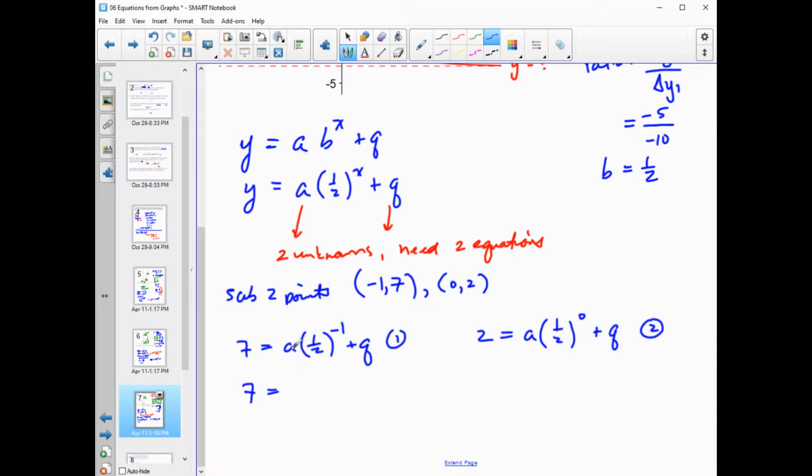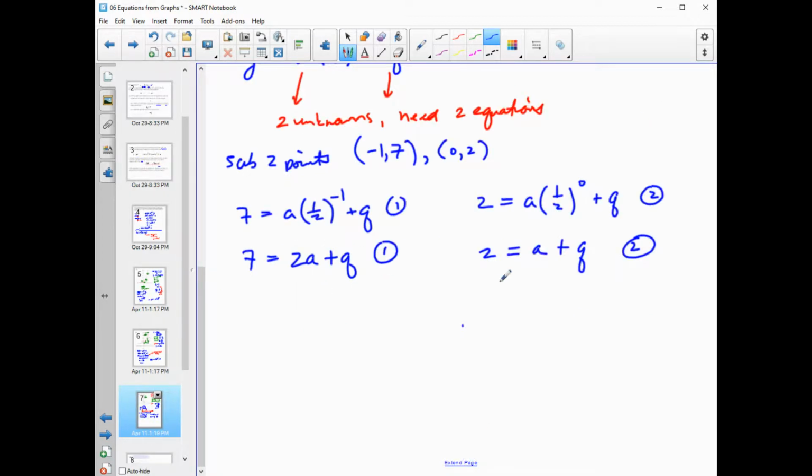Let's do a little bit of simplifying. 7 equals, 1/2 to the -1 is just the same as 2, so this becomes 2a plus q. And then 2 equals, well, 1/2 to the 0 is 1. That's why it's such a nice x coordinate to use. So we get a plus q. So equation 1 and equation 2. And now we use our skills from linear equations from grade 10, and we're just going to do solving of this particular system. It's a pretty simple system.